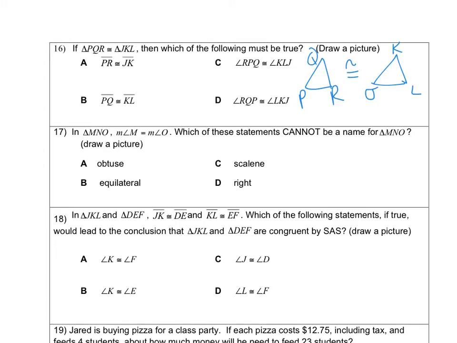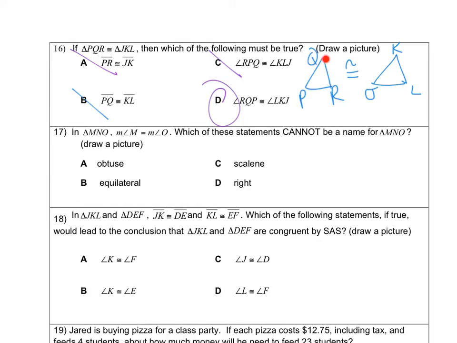Okay, we're trying to determine, is PR the same as JK? No, it is not, so A is out. Let's go down to B. Is PQ the same as KL? No, it is not, so B is out. Let's go to C. So angle RPQ, so that's really talking about angle P. So is angle RPQ the same as angle KLJ? No, it is not. So C is out. That means D better be our answer, but let's just check.